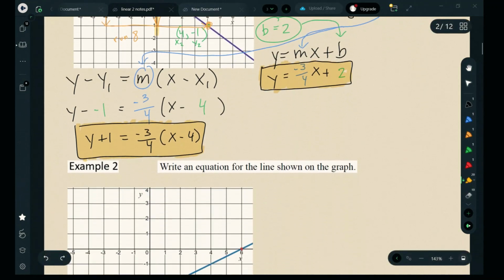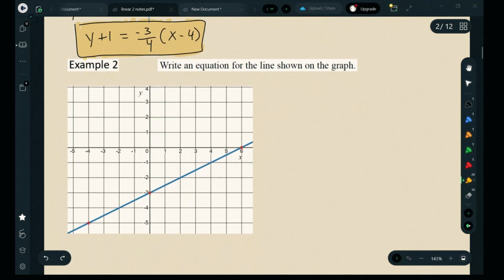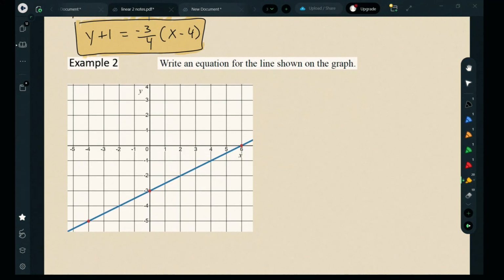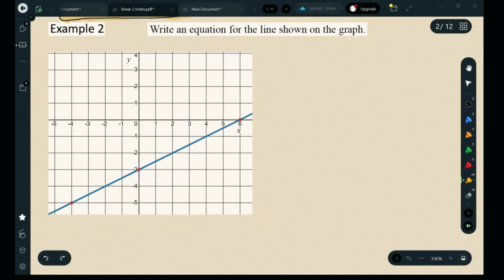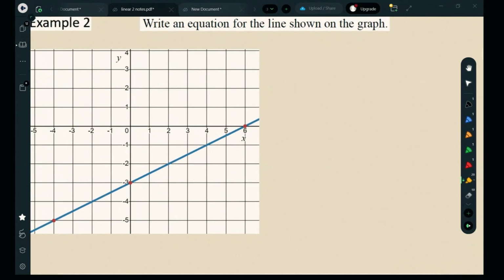Let's take a look at the next example. Write an equation for the line shown on the graph. And here I'm only going to do it one way. So let's do this. Find the slope. I'm just going to use the rise over run because I find that pretty easy to do when I'm looking at a graph.